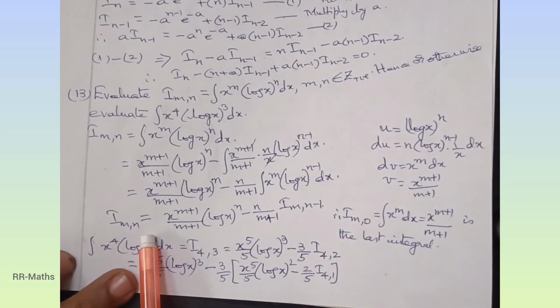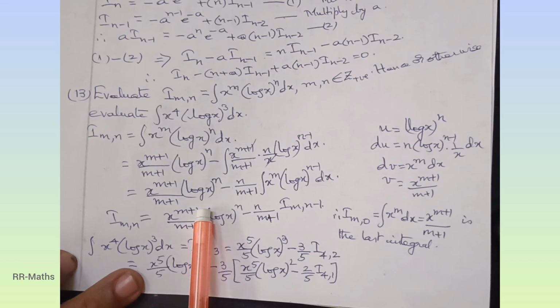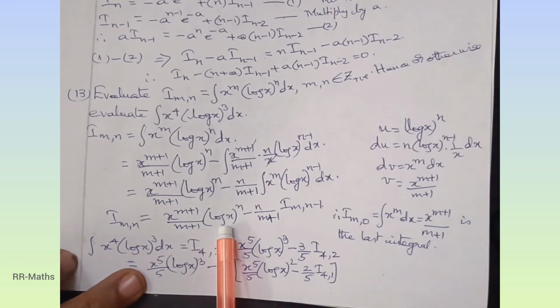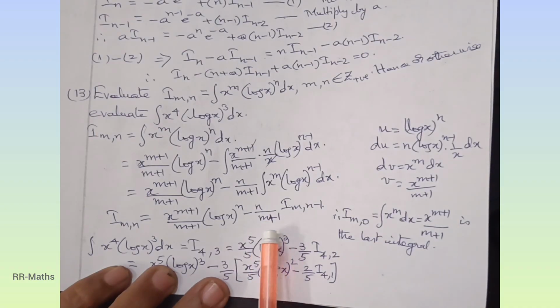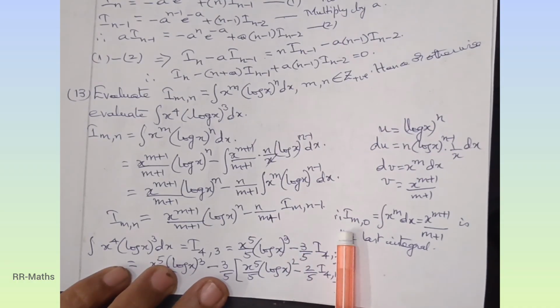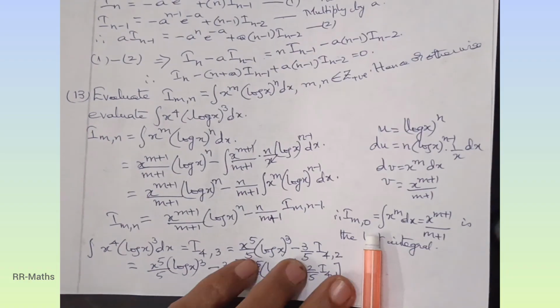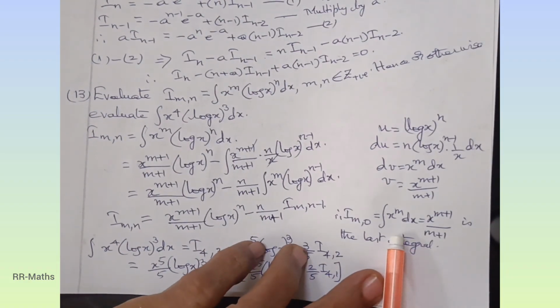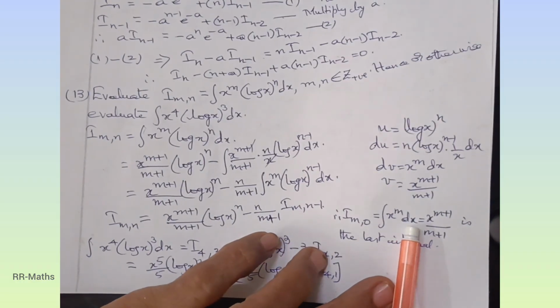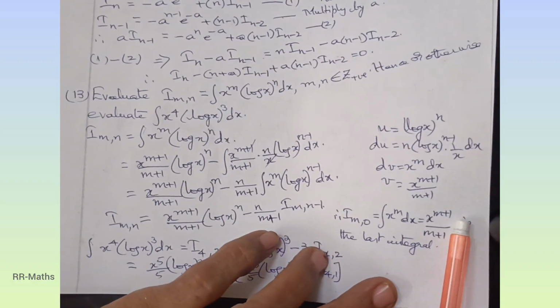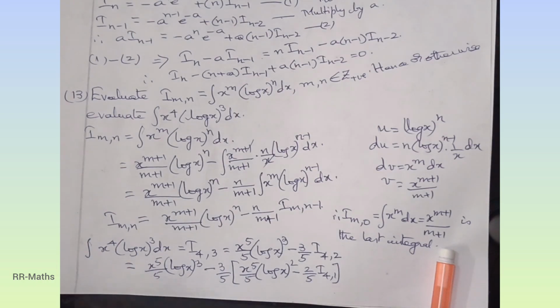I(m,n) is equal to x to the power of m plus 1 by m plus 1 into (log x) whole to the power of n, minus n by m plus 1 into I(m, n minus 1). Now because n is reducing, your last integral will be I(m,0), which is the integral of x power m (log x) whole power 0, which is 1, into dx. So on integrating you get x to the power of m plus 1 divided by m plus 1.